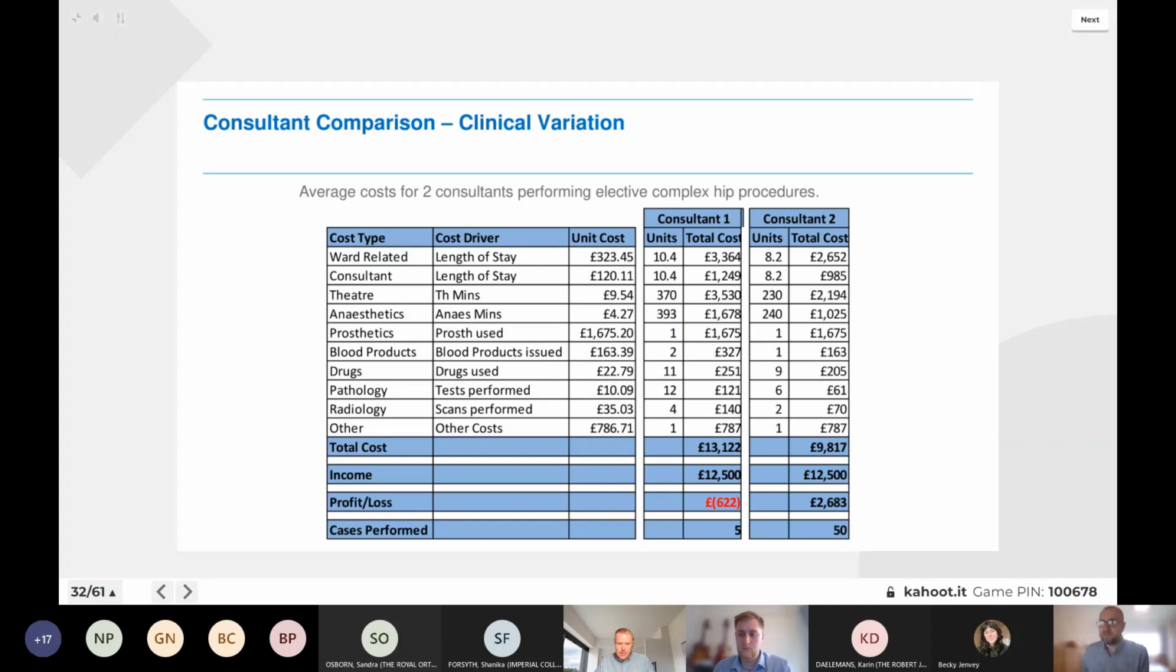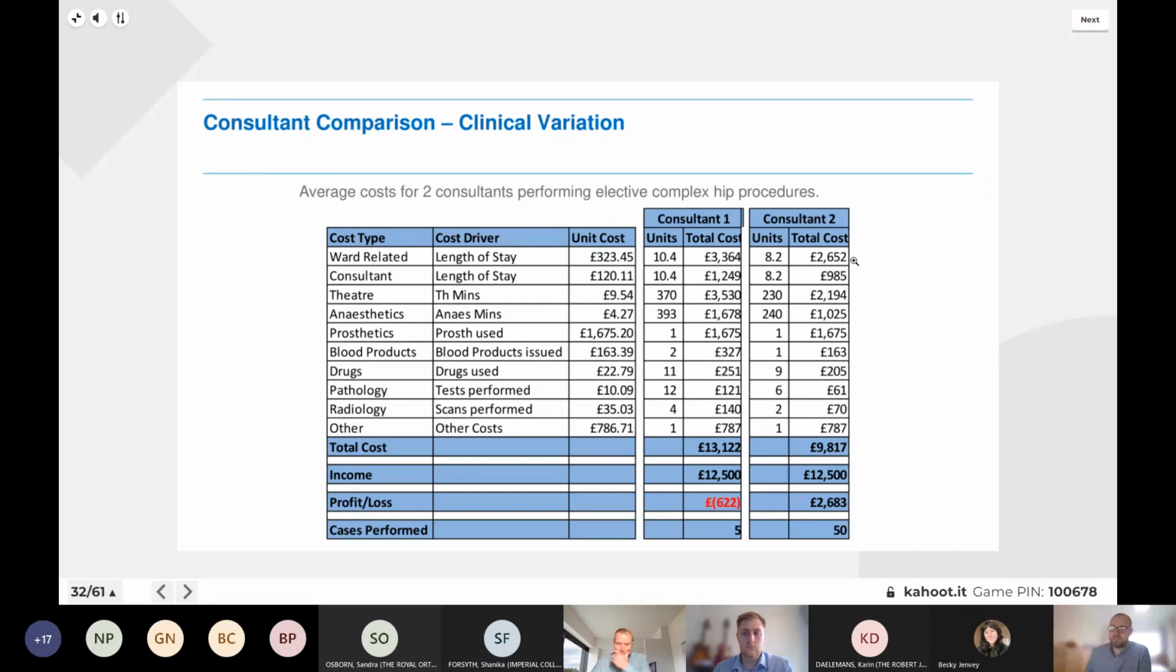So I'm just going to show you how we can look at some of the outputs of data that we get out of the costing system, and then how we can use that as a starting point for a discussion. So here we have a comparison between the average cost of 2 consultants in the same hospital performing the same procedures. Consultant 1's patients have an average length of stay of 10.4 days, and they're in theatre on average for 370 minutes. They use 1 prosthesis, order 11 drugs, 12 tests and 4 scans on average. The average total cost of this procedure is £13,122. We receive £12,500 as income for the tariff for this, which means the trust loses on average £622 per patient. Consultant 1 only performs this procedure 5 times in a year.